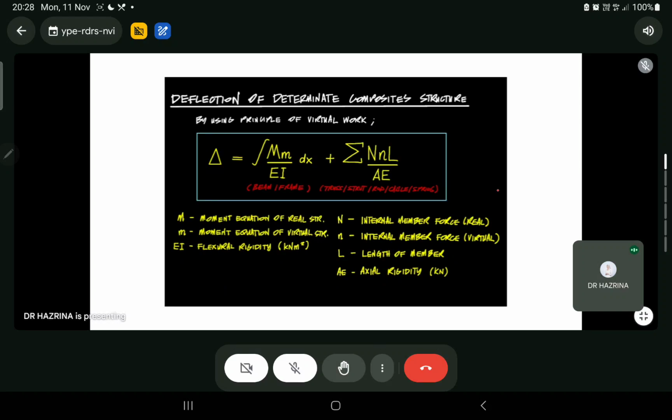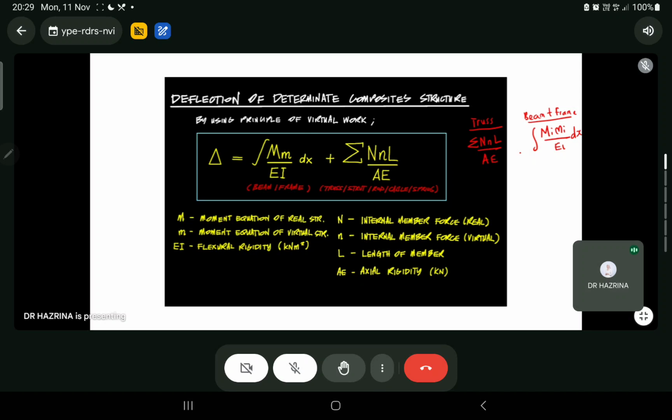So kalau tadi kita dah tengok, kalau you ada truss, okay, truss alone, so your equation is summation N L over AE. And then if you have a beam and frame, they are sharing the same fundamental equations. Okay, beam and frame. So you will have integrations of capital M I over EI dx. Okay, you akan ada macam tu.